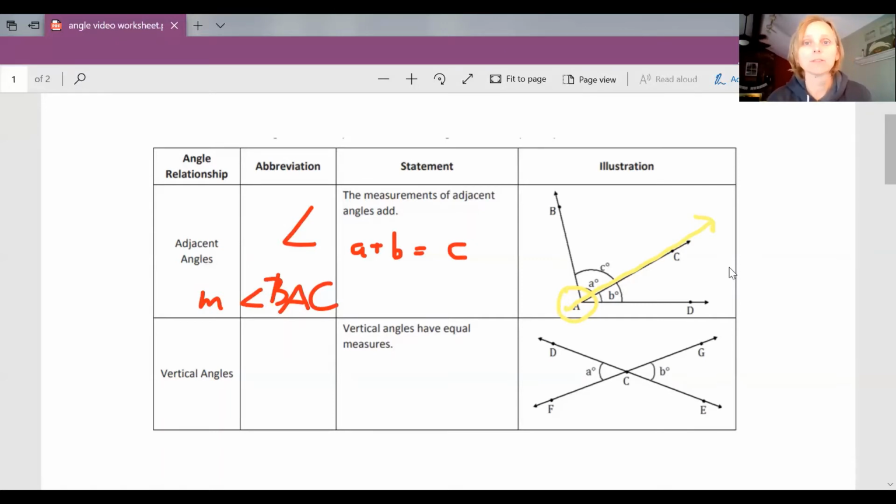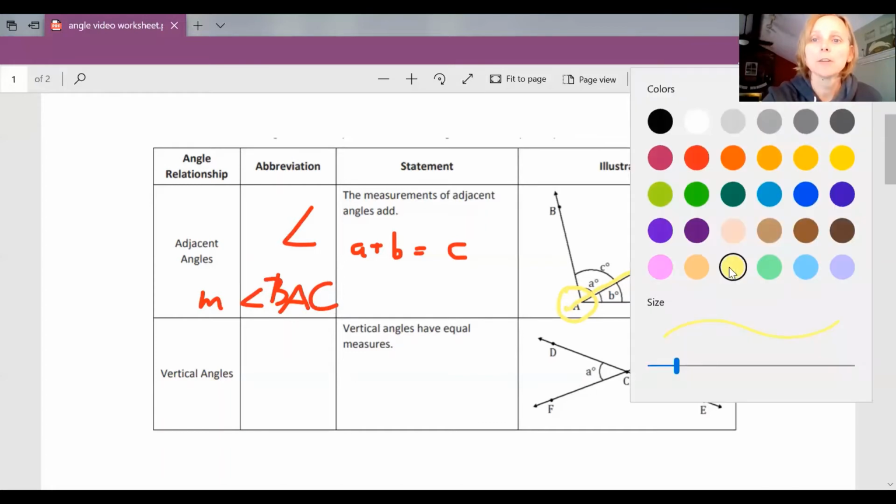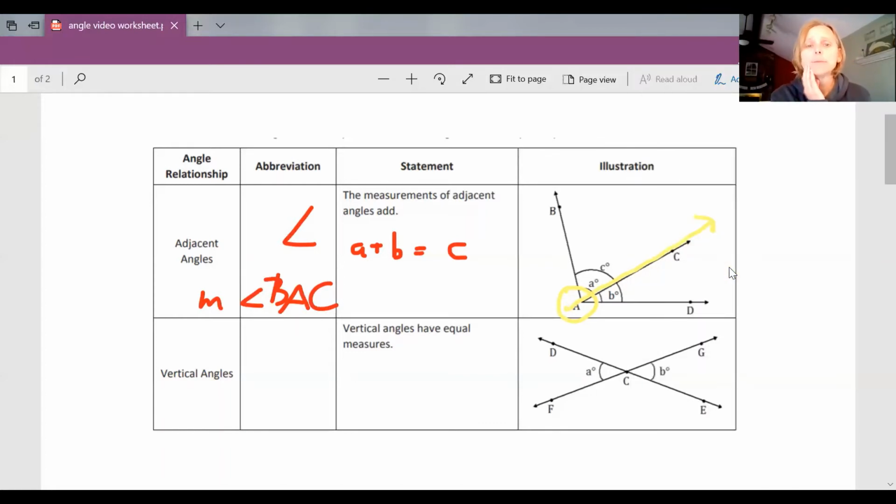Okay, vertical angles. Vertical angles simply are angles created when two lines intersect, and I like to think of it as they form an X. And vertical angles are the angles that are across from each other. So in this illustration, angle A is vertical to angle B. Now, this notation here that you see, as well as over here, that little arch that's on the inside of the angle, that represents congruent or congruency. So that means that they're the same.